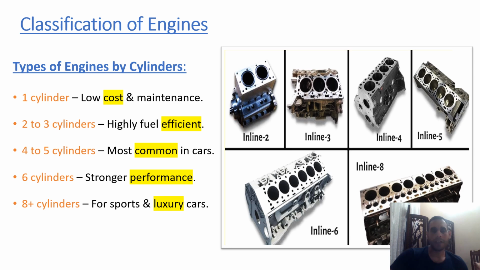However, classification of engines according to number of cylinders, as we can see from this illustrative figure, could be 1 cylinder, 2, 4, 6, 8. Each and every single one has its applications. For example, for low cost, we may select a 1 cylinder engine, and the 8 plus cylinder we can select for sports and luxury cars.